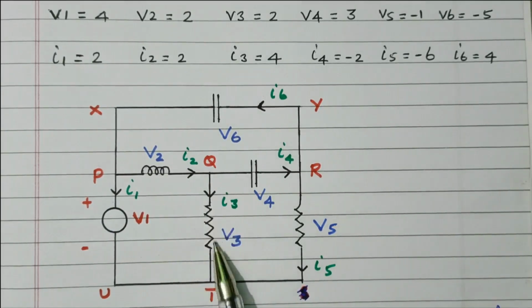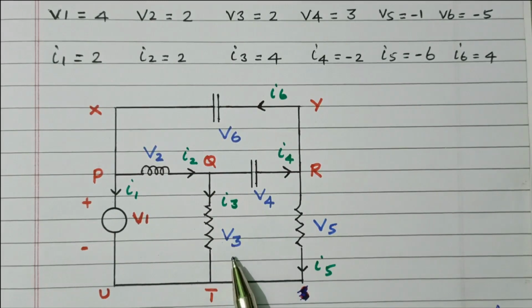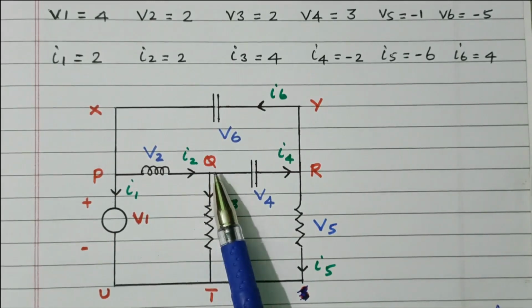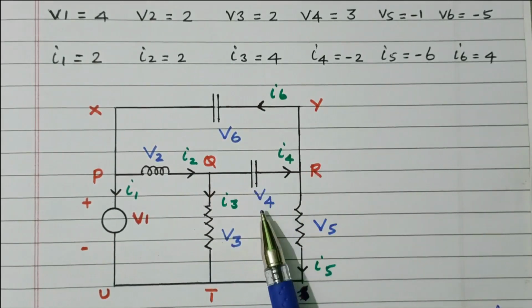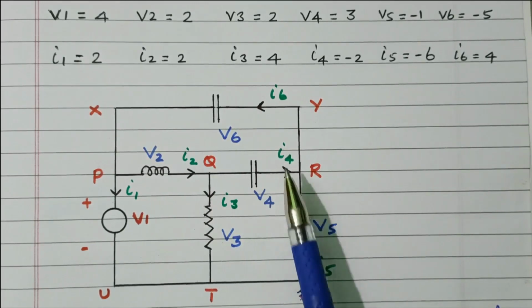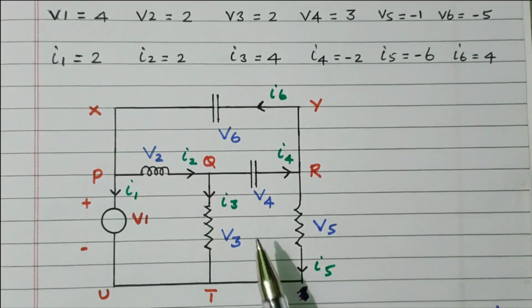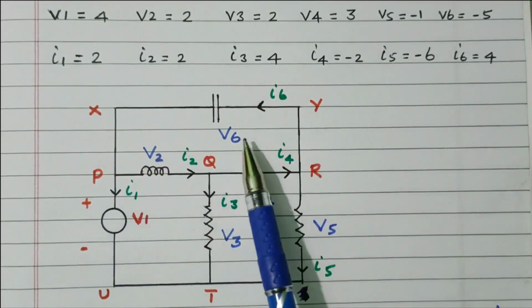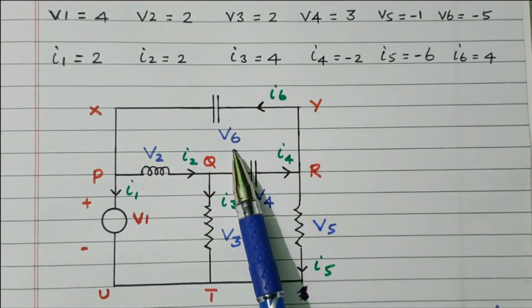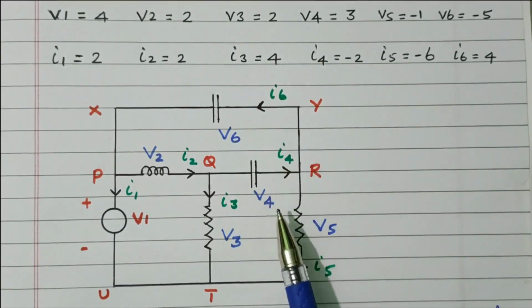For this branch QT, the current is I3, voltage is V3. For QR, we have a capacitor, voltage is V4, current is I4. For PT, one more resistor is available, voltage is V5, current is I5. And this XY, one capacitor is available, voltage is V6 and current is I6.